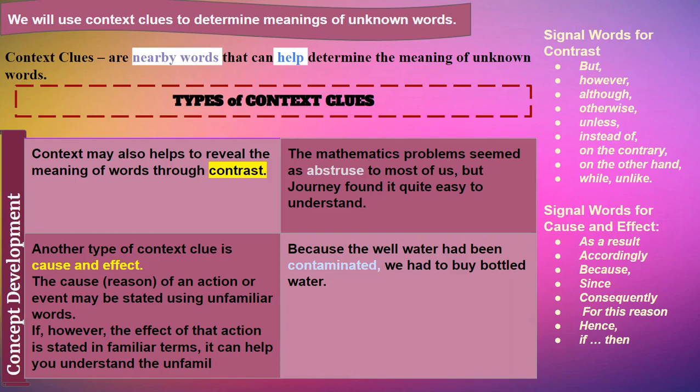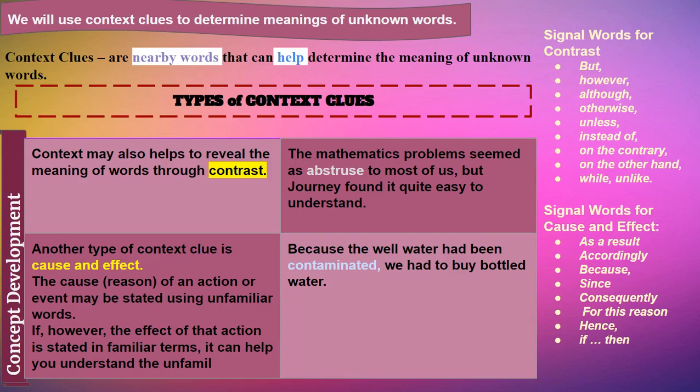Another type of context clue is cause and effect. Well, we know cause is the reason, right? This is the reason that something happened, the reason of an action or an event. The effect is the outcome, right? So because the well water had been contaminated, we had to buy bottled water. Well, why would you have to buy bottled water?